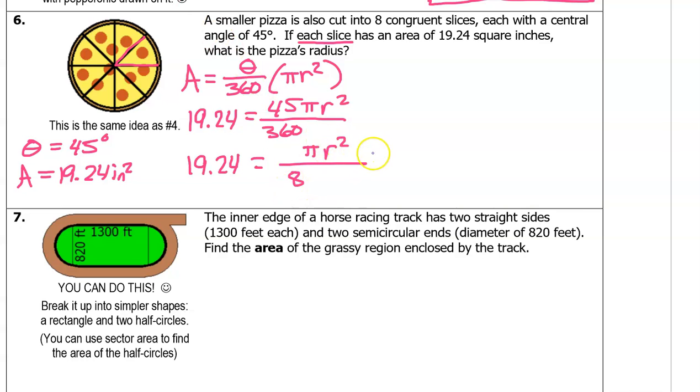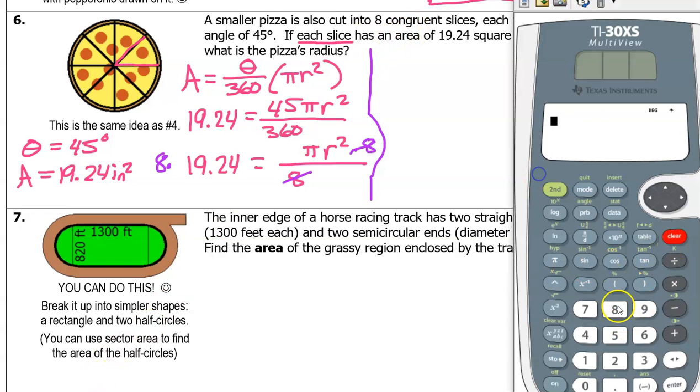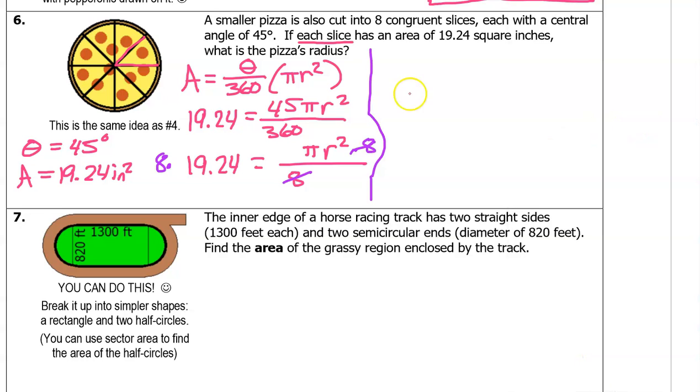Let's get r squared. We need to multiply both sides by 8. That way the 8s will cancel each other out. So what is 8 times 19.24? That's 153.92.